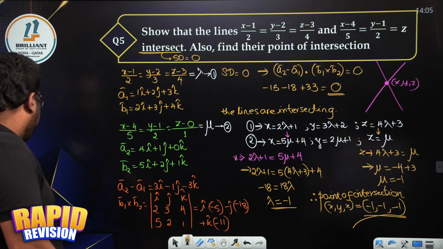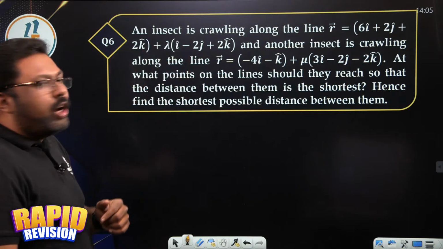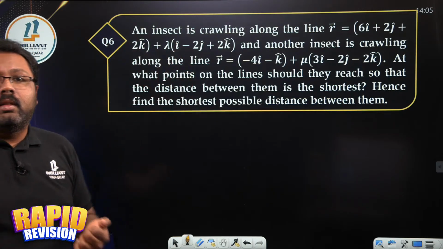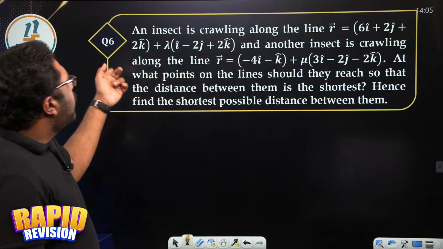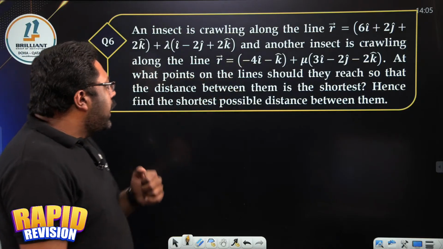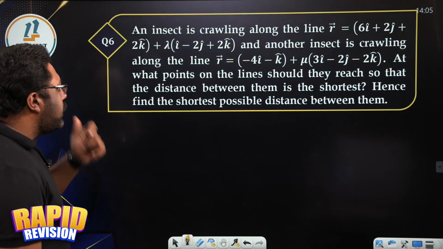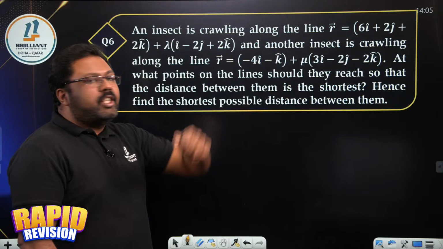Okay, fine. So let me move forward. Question number 6. An insect is crawling. This is from the sample paper, a new type of question for shortest distance. An insect is crawling along the line, the first equation is given, and another insect is crawling along another line, the second equation is given. At what points on the lines should they reach so that the distance between them is the shortest?